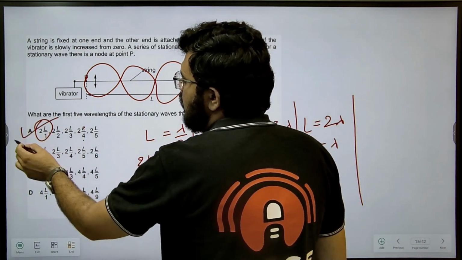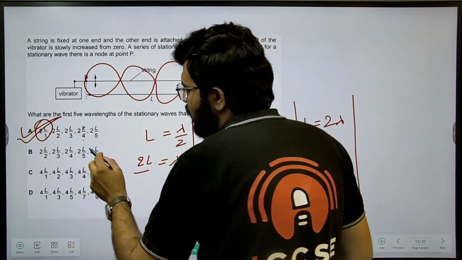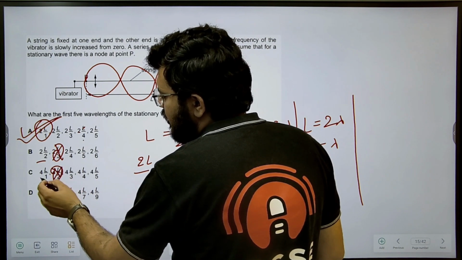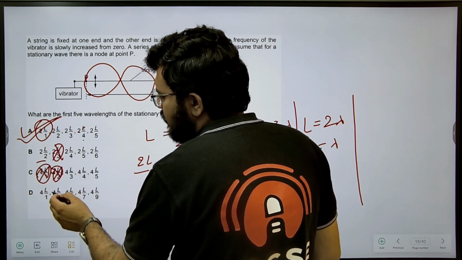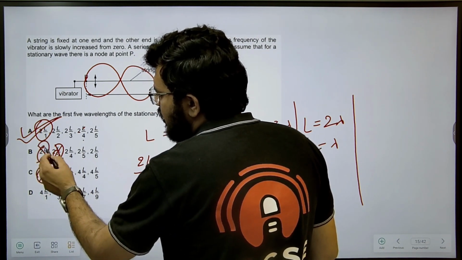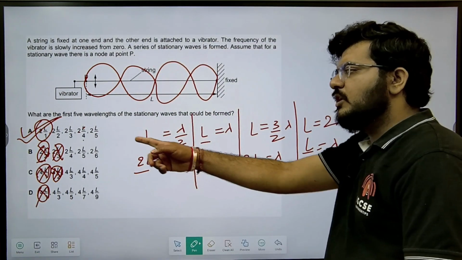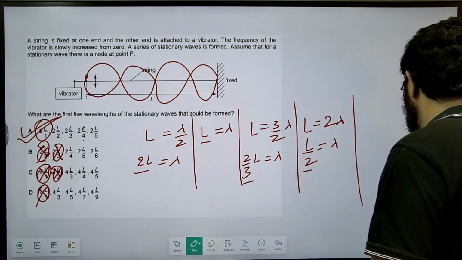So this is your answer. Let's check if this occurs anywhere else. This is incorrect here. This is incorrect here. This is incorrect here. Okay. This is incorrect here also. This is incorrect here. So only A is your answer.